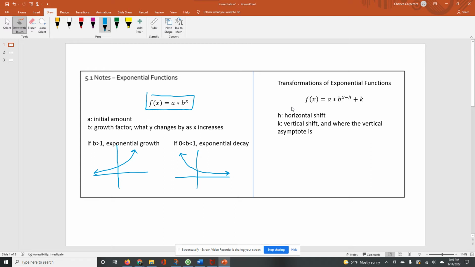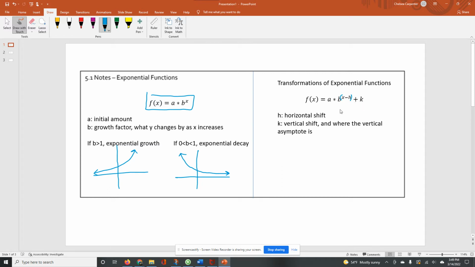Just like other functions we've dealt with, we can transform exponential functions. A, which we call the initial amount, is still the stretch, so it tells us how far up the y-axis this graph is stretched. If you have a number added or subtracted to x in the exponent, so it's just up here in the exponent place, that's our horizontal shift. And it is opposite, just like always. So if it's -2, that means right 2, and so on.